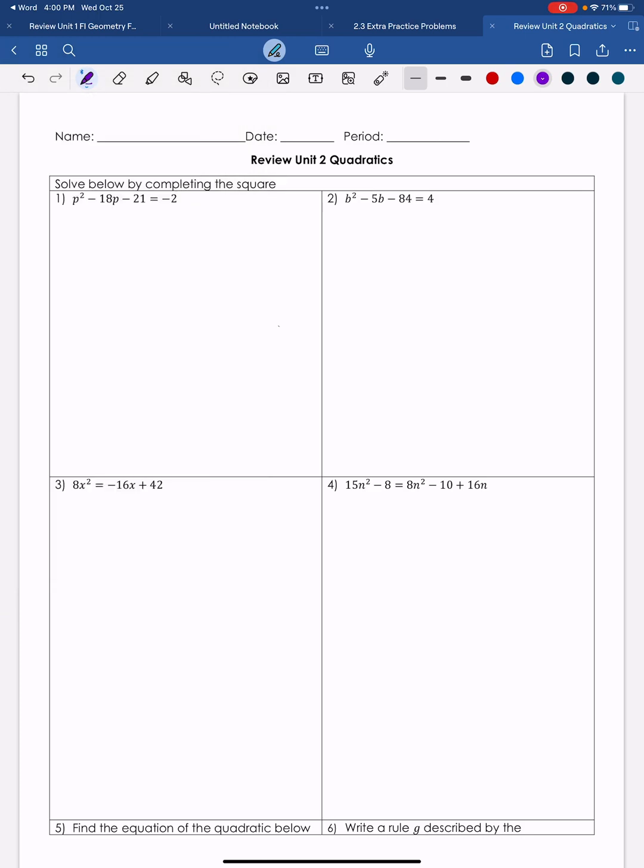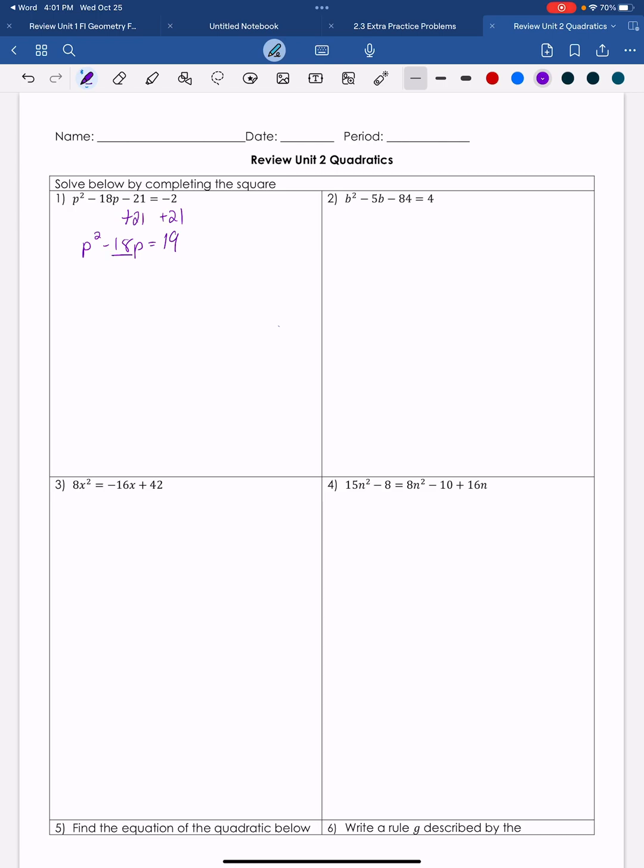Hopefully, we'll see if this makes my handwriting any neater. So all of these, you're gonna do the same thing. First thing you do is you isolate your term. So p squared minus 18p is equal to 19.